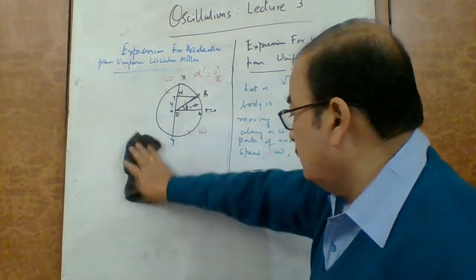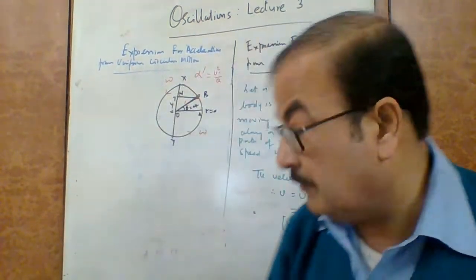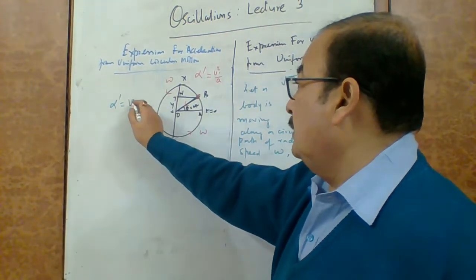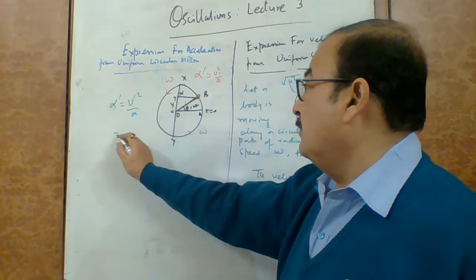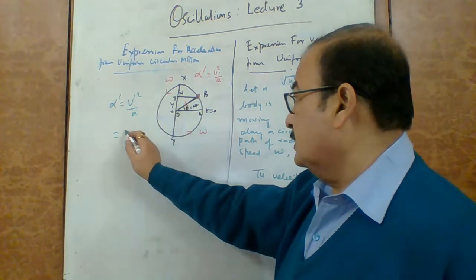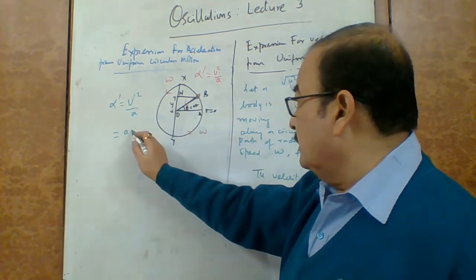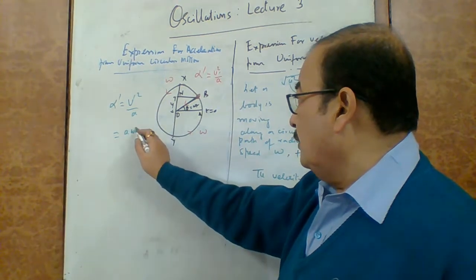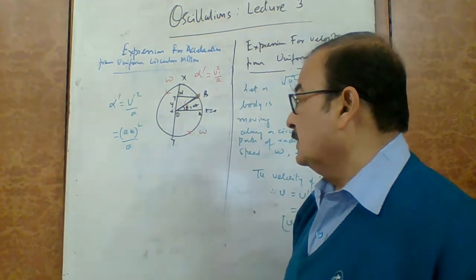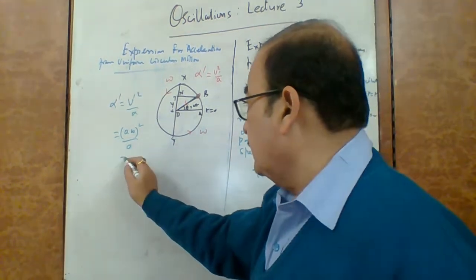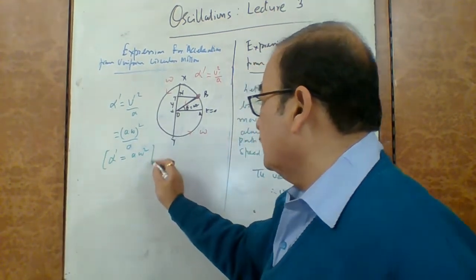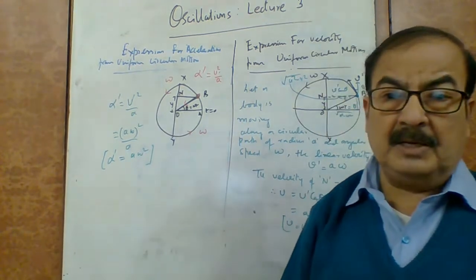Therefore alpha dash equals velocity dash square upon a, and velocity dash is nothing but a omega. So a omega square upon a, okay, or we can write it is just a omega square. Alpha dash is your a omega square, इतना आ गया a omega square.